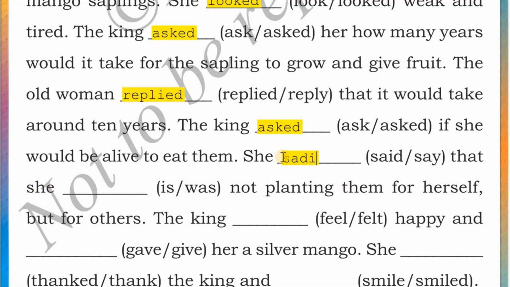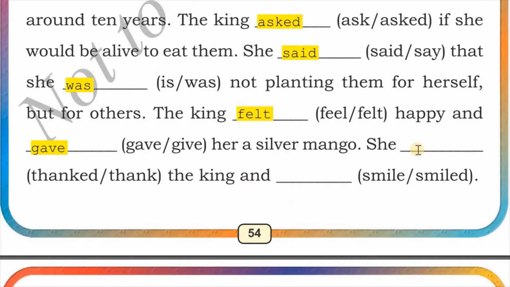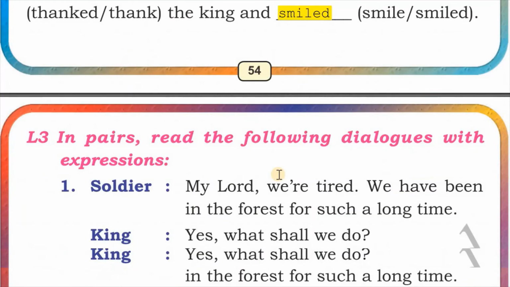She said that she was not planting them for herself but for others. The king felt happy and gave her a silver mango. She thanked the king and smiled. So this is the answer for L2.